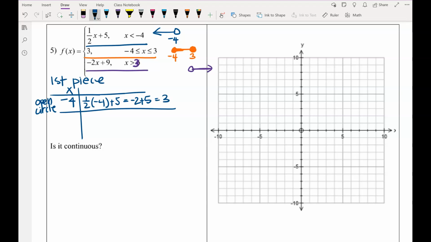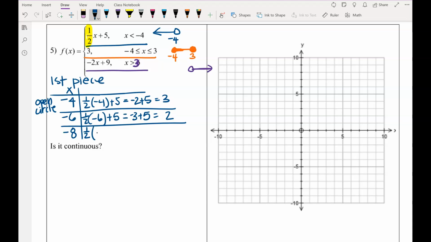Now, whenever you have a fraction here, students, you want to use values that are multiples of the denominator. That way, when you plug it in, the numbers will turn out to be nice. So my next value will be -6, because -6 is a multiple of the denominator 2, and then -8. So let's plug it in. Half times -6 plus 5. So half of -6, students, is -3. -3 plus 5, that will give us 2.